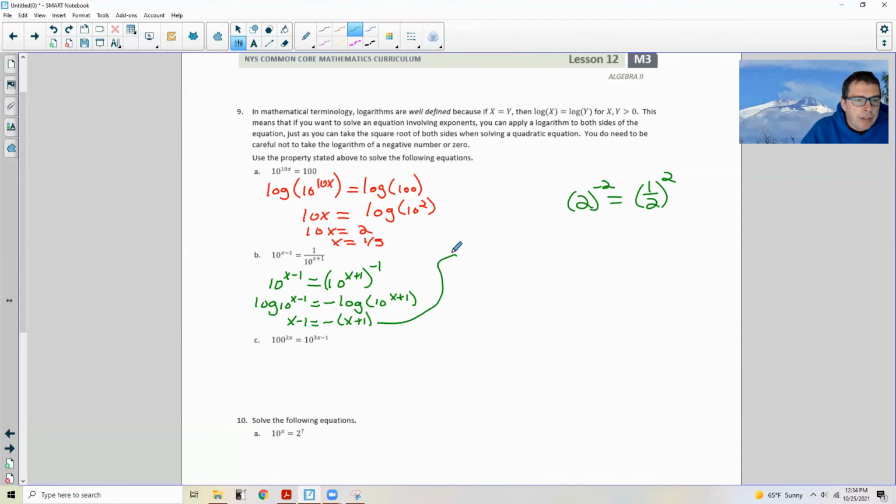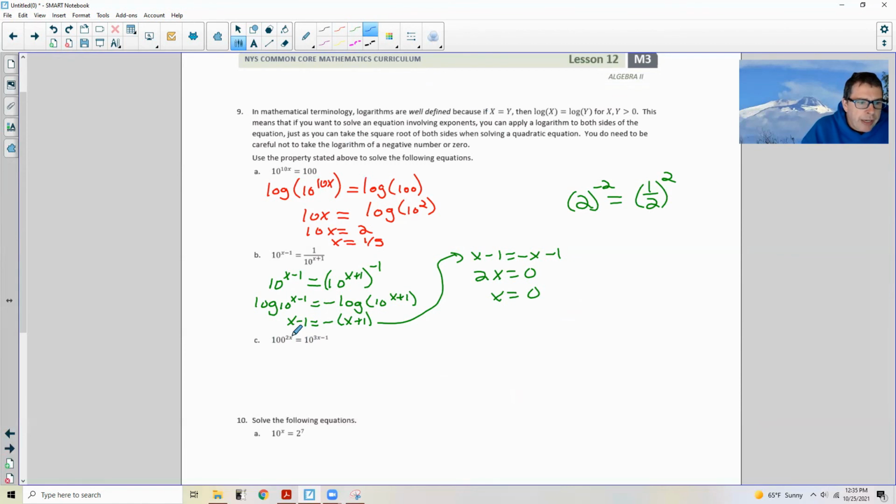Okay, so now we're going to continue this. We get x minus 1 equals negative x minus 1, right? Distributing that negative. Add x to both sides, and I get 2x. Add 1 over to here, we get 0. So x equals 0. All right. Part C.